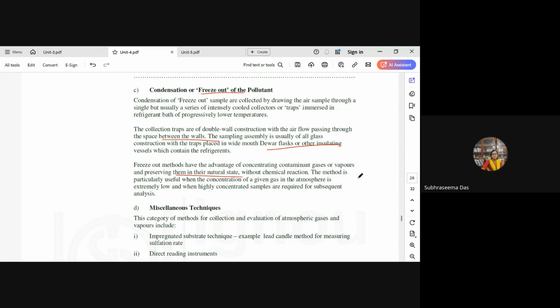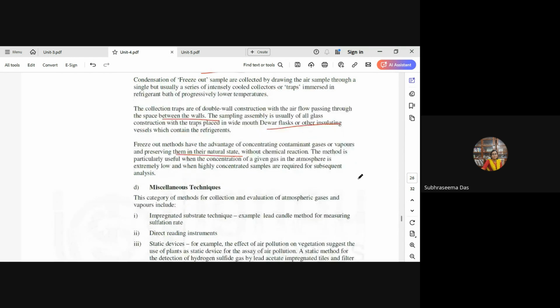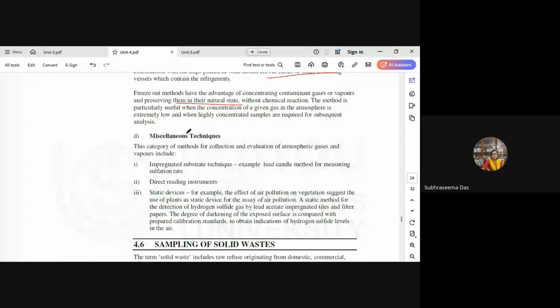This method is particularly useful when the concentration of the gas is extremely low, and when highly concentrated samples are required for subsequent analysis. So here even low concentration of gaseous pollutants can be collected by this method.